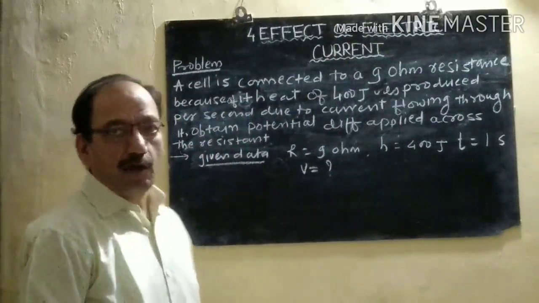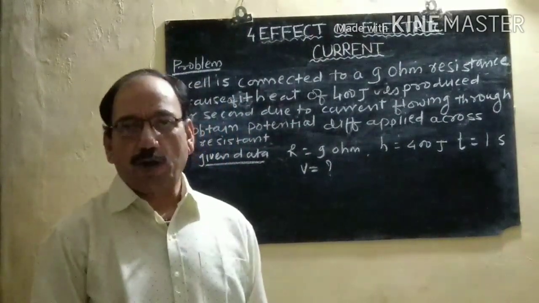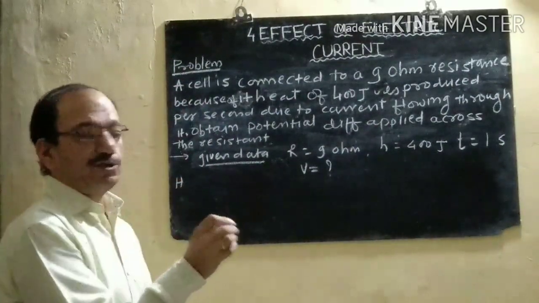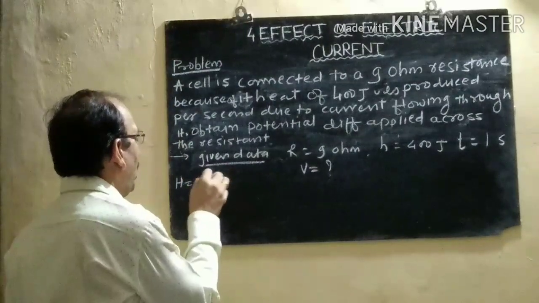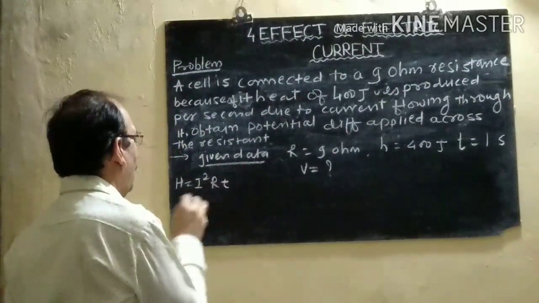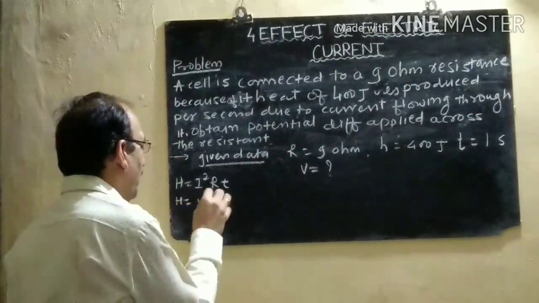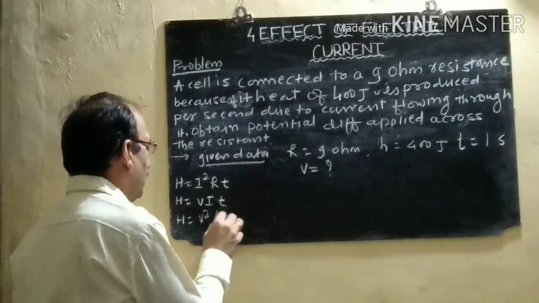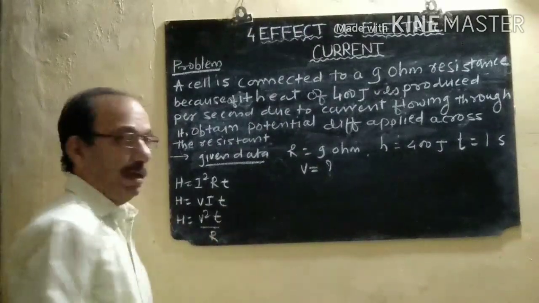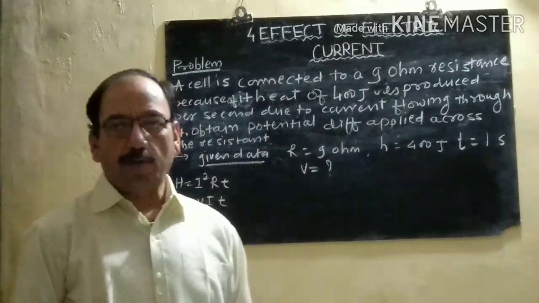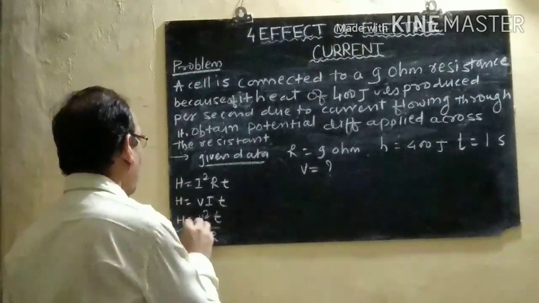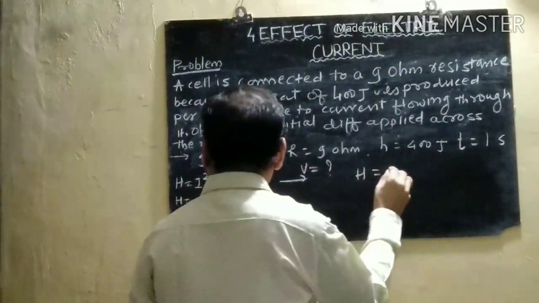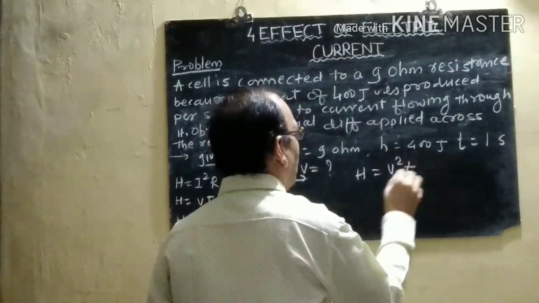This problem is based on Joule's law. What is Joule's law? There are three formulas of Joule's law. H is equal to I square RT, H is equal to VIT, H is equal to V square T divided by R. To solve this problem, we use this formula, H is equal to V square T divided by R.